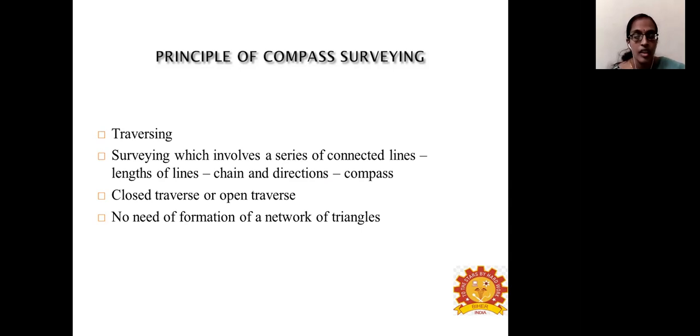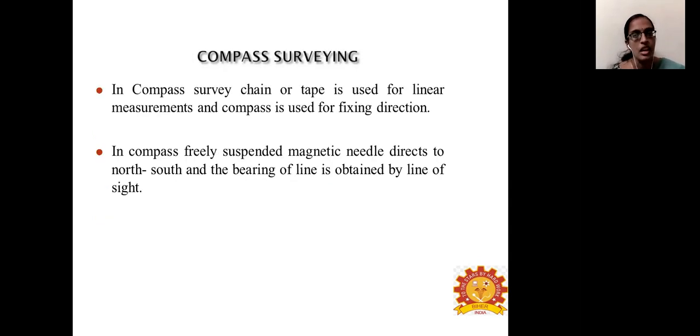And the direction in which they are taking those measurements is also involved. Then we use the compass to check the direction of the lines. In compass surveying, we don't need the formation of a network of lines. We just measure the length by using chains or tapes.